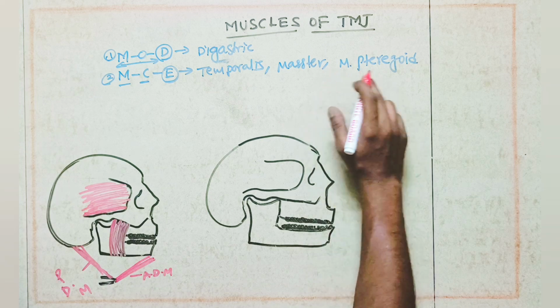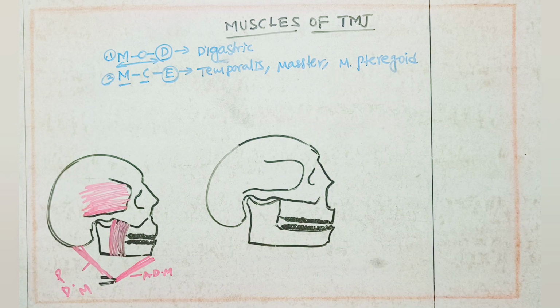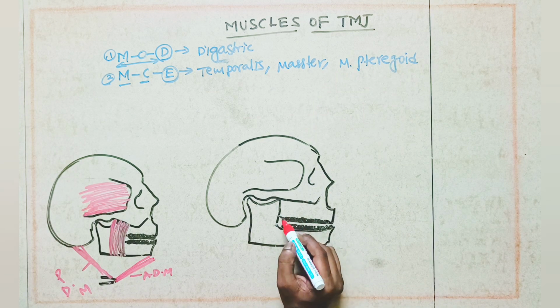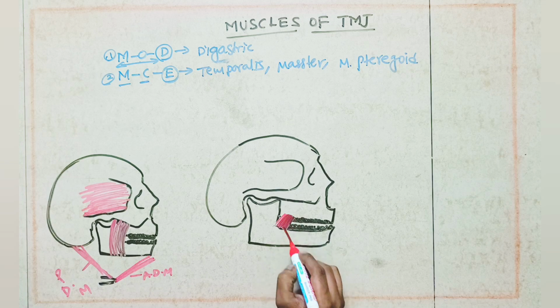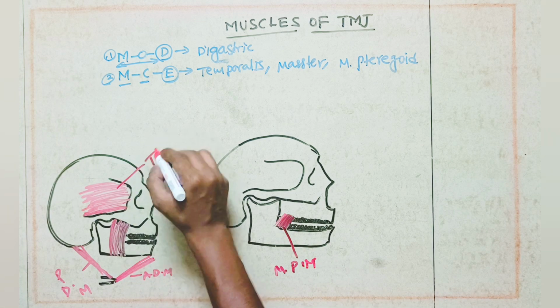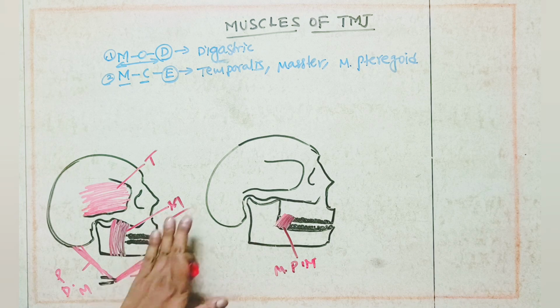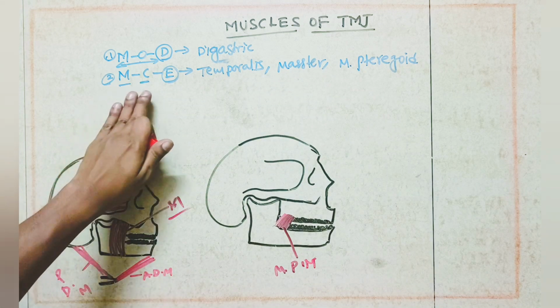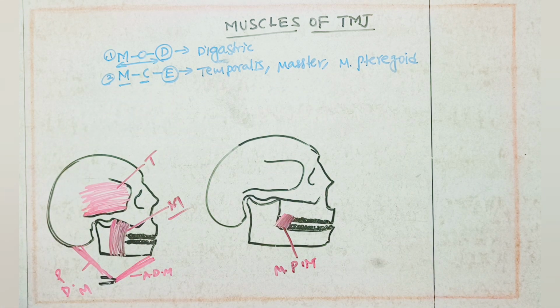And one more, the medial pterygoid muscle. The medial pterygoid muscle is going to be present between here. This is the medial pterygoid muscle. This is the temporal muscle. This is the masseter muscle. So these three muscles are going to be helpful for the mouth closing, that is elevation.